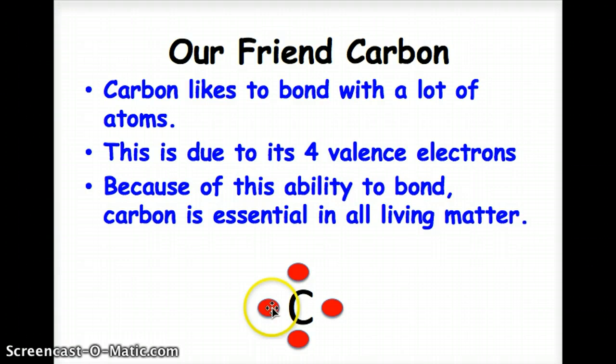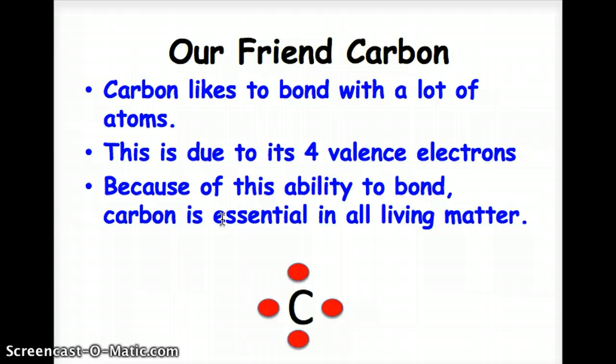Because carbon is in column 4A, it has 4 valence electrons, so it can bond to 4 different atoms. So carbon has a potential to bond 4 times. That is the maximum amount of atoms that it could bond with. It doesn't mean it has to bond to 4 different atoms, but most of the time it will. Carbon likes to bond a lot with atoms. 2, this is due to its 4 valence electrons. And 3, because of this ability to bond, carbon is essential in all living things.